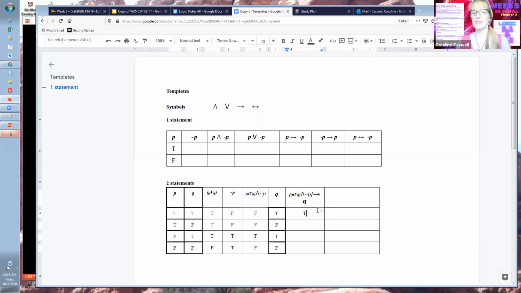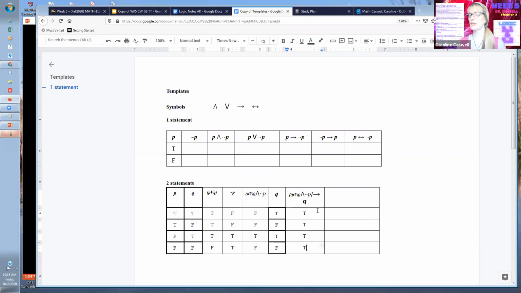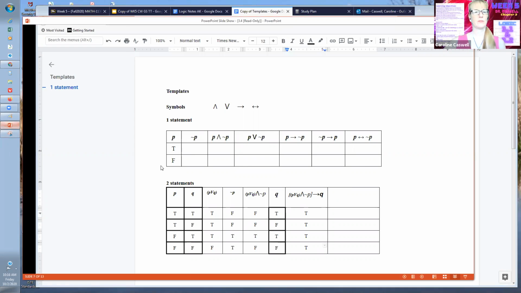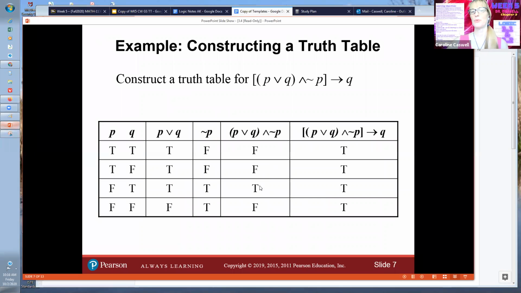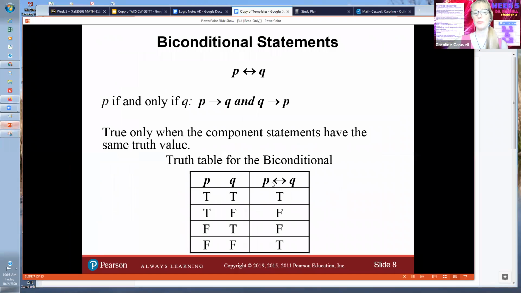So in this case, all T's are there, it's a tautology. When you end up with all truths, you have what they call a tautology, which is a really great thing. That's what you kind of want. That means it's a really strong argument. So that, back to the notes, was what we just came up with, constructing a truth table.